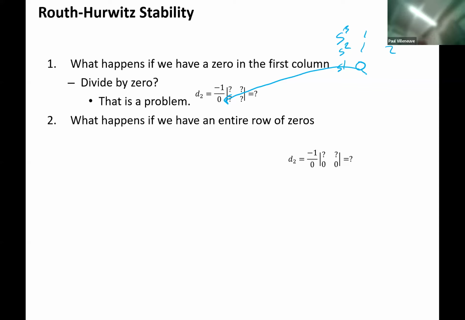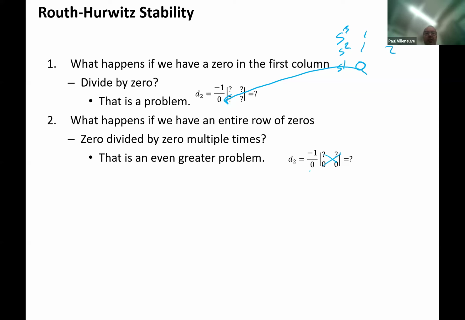What about if we have a row of zeros? If we have an entire row of zeros, it's going to be indeterminate. That's an even worse problem, isn't it? So we have an indeterminate number: 1 over 0 is infinity, times 0. So we got a really goofy number. So we have to come up with two solutions.